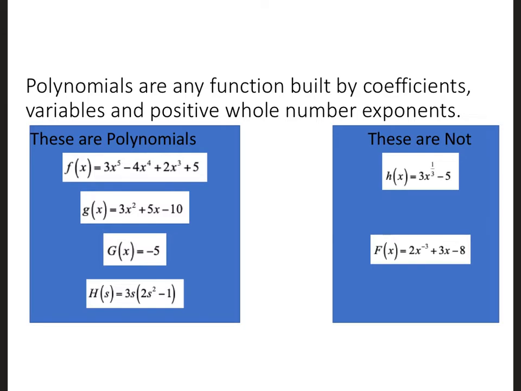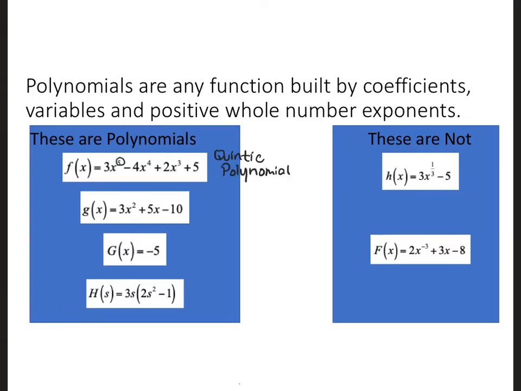So polynomials are any function built by coefficients, variables, and positive whole number exponents. On the left side, I have three examples of polynomial functions. My first equation that you will see is f of x is equal to 3x to the 5th power minus 4x to the 4th power minus 2x to the 3rd power plus 5. This is a polynomial we call a 5th degree polynomial, 5th degree because of that 5, a quintic. And anything that has more than 3 terms, we just call it a quintic polynomial.